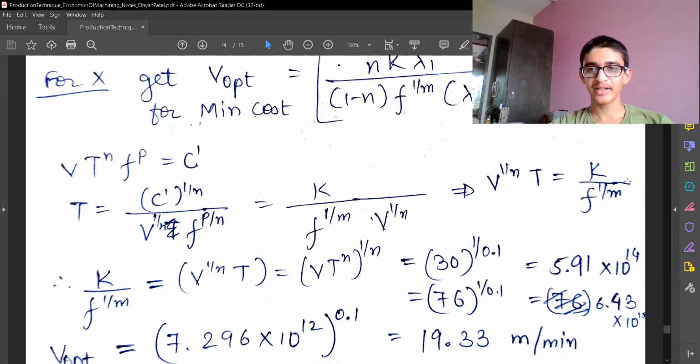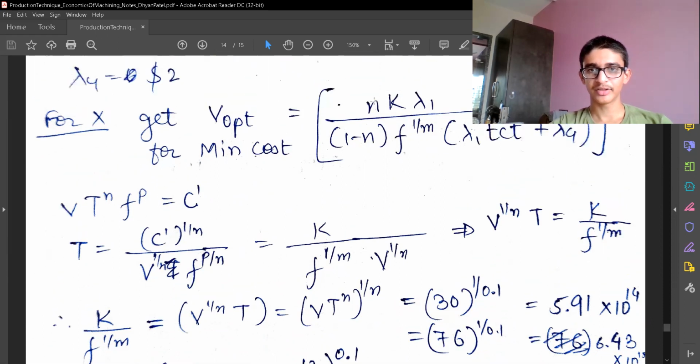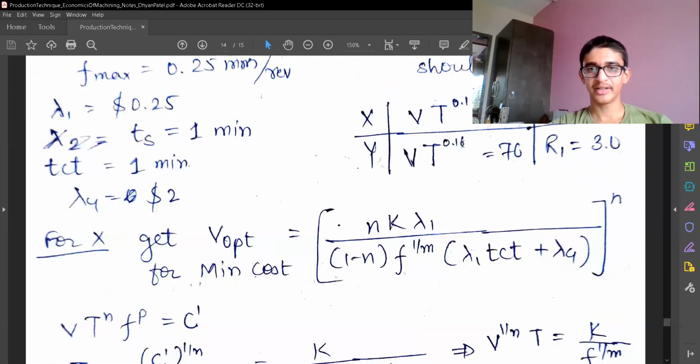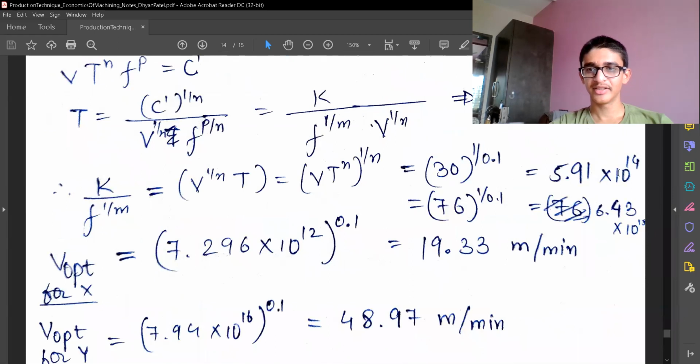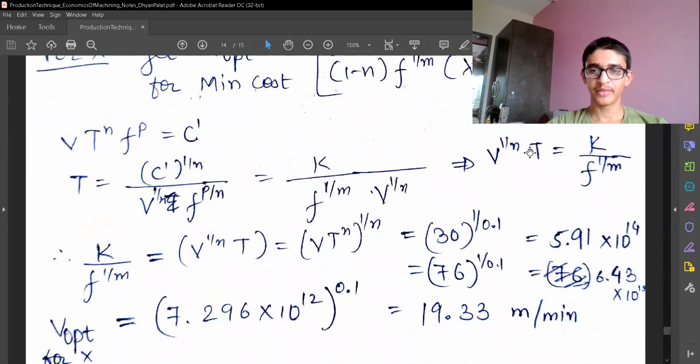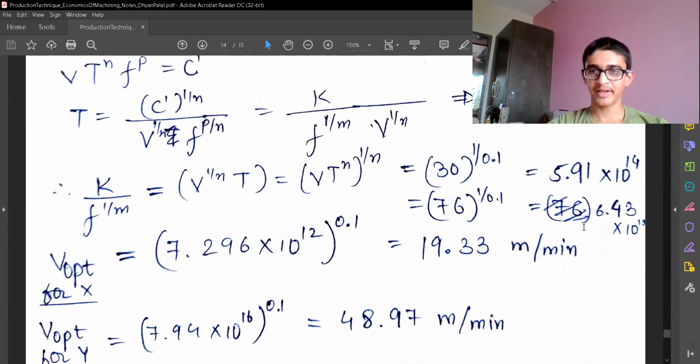So we are going to use K upon F raised to 1 by M. This factor is equal to V raised to 1 by N into T. I am just going to substitute that value. For X, the first material, the value is 5.91 into 10 raised to 14. Remember this is the correct answer, 10 raised to 14 is actually coming over there. And for the Y material, the factor value is 6.43 into 10 raised to 18.